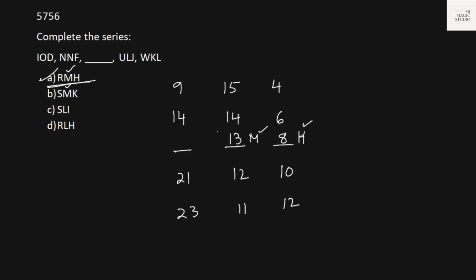It should be RMH. And now R is actually 18. We can see here the trend. 9 plus 5, then plus 4, then plus 3, and then plus 2. Bingo. It is 18, 13, 8, RMH.